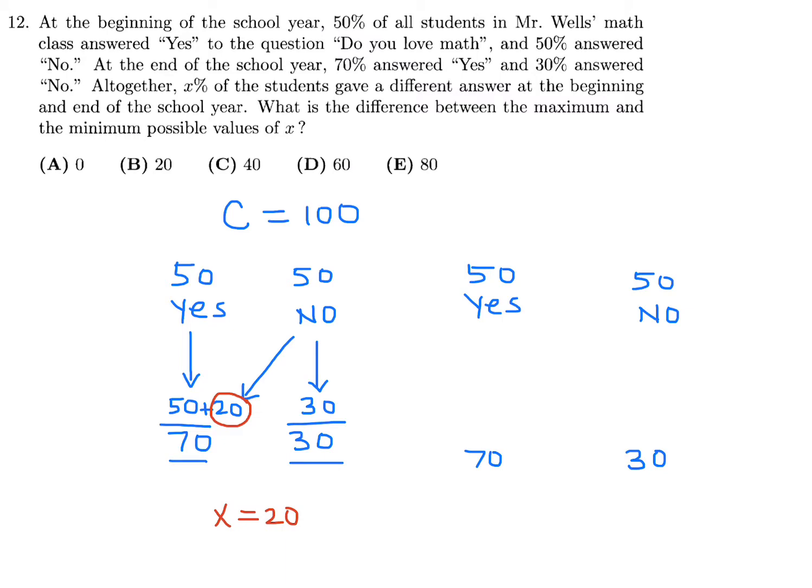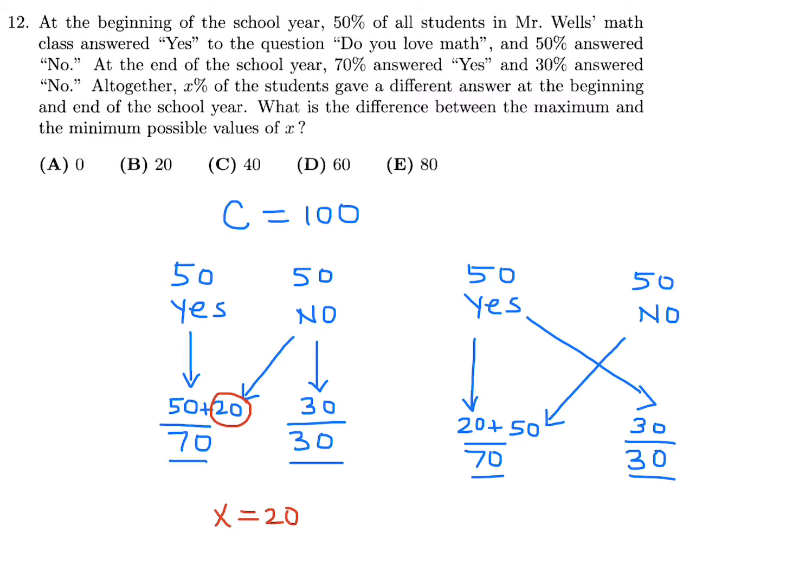So how can I do that in another extreme case scenario? Well, what I can do is I can have all 50 of these change their answer from initially a no to a yes. And therefore, for this to become 70, 20 have to come from here, right? But then if 20 come from there, the other 30 have to go here.